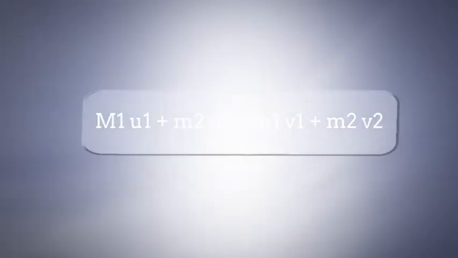For all three types of collision, you can use the same basic formula: m1u1 plus m2u2 equals m1v1 plus m2v2, where m1 is the mass of the first object and m2 is the mass of the second object. u1 is the initial velocity of the first object and u2 is the initial velocity of the second object. v1 will be the final velocity of the first object and v2 will be the final velocity of the second object. Let's use the formula to solve an exam question.